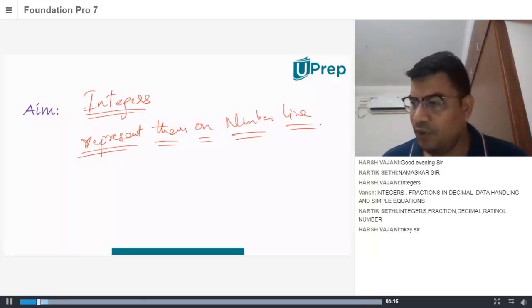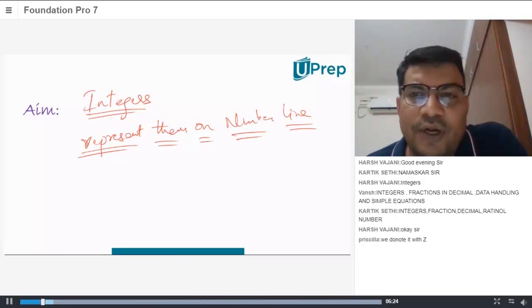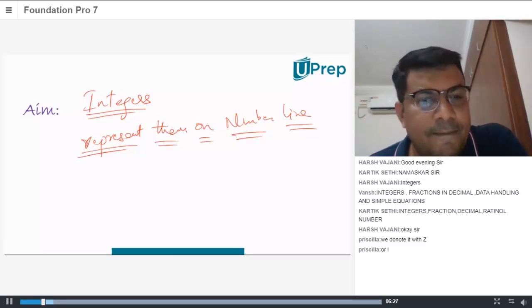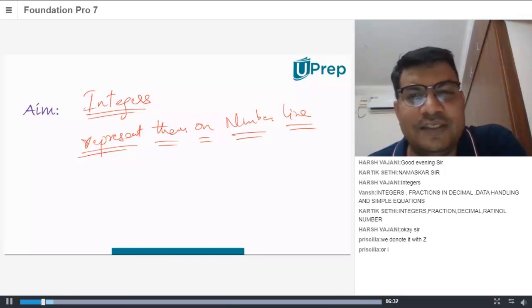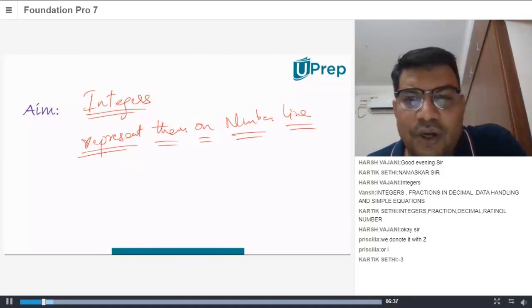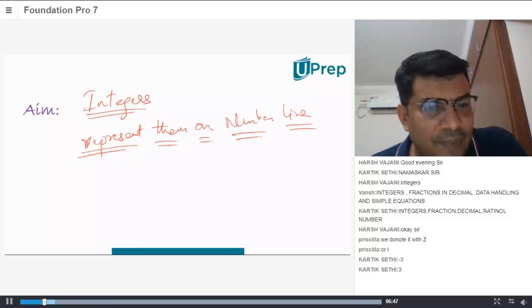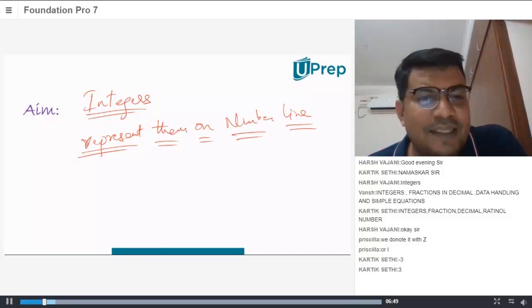Okay, so all of you might have done integers. So how do we denote integers? Priscilla says integers are denoted by Z. Is she correct? Priscilla herself is not sure whether it is Z or I. Anyone in the class who is sure? Both of the letters are represented. Karthik Sethi says -3, +3. Yeah, -3, +3 are all integers. I know, I'm asking you.